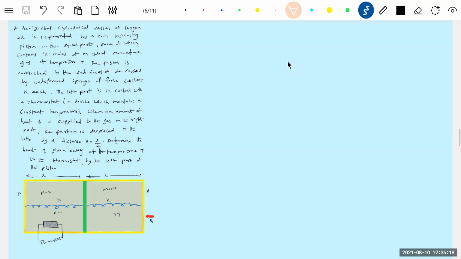What is a thermostat? I think thermos flask. You might have seen a thermos flask. What it does is the temperature of the liquid filled inside will remain constant. Here the thermostat absorbs all the excess heat which is generated, so that the temperature of the gas in the left part will remain constant. Now Q amount of heat will be supplied here. Then we have springs, then we have a piston.